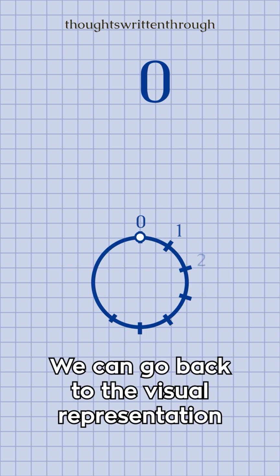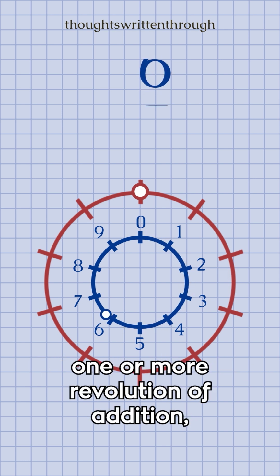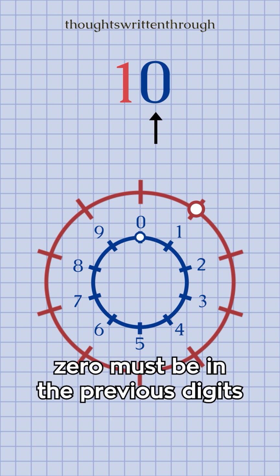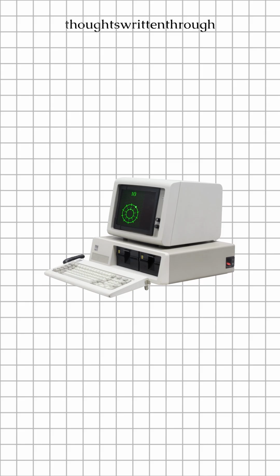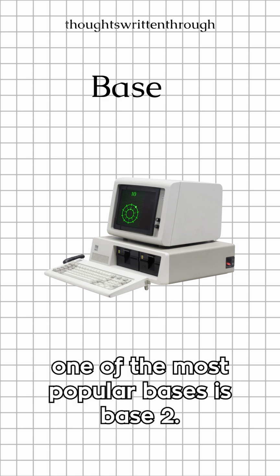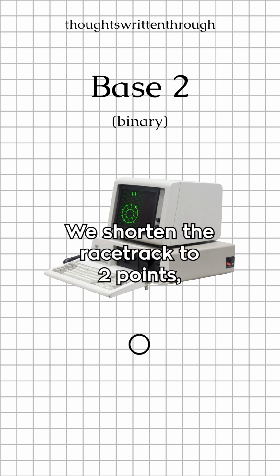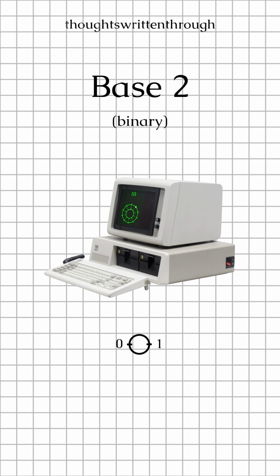We can go back to the visual representation of how digits work as a racetrack. If the corresponding digit has gone through one or more revolutions of addition, halfway, or even 1, 0 must be in the previous digits as a placeholder of the desirable value. This works for any n base. One of the most popular bases is base 2, also known as binary. We shorten the racetrack to 2 points, which are labeled by 2 unique numbers, 0 and 1.